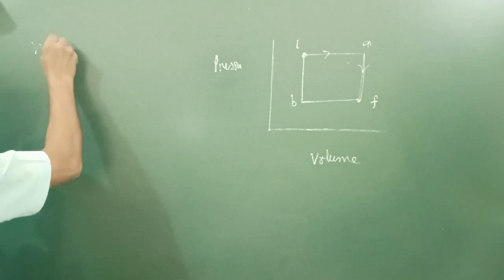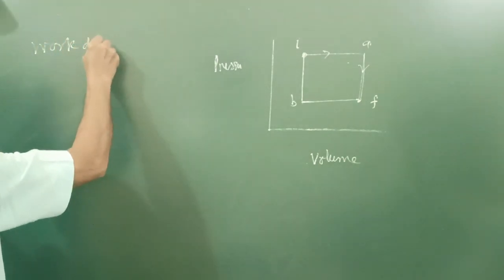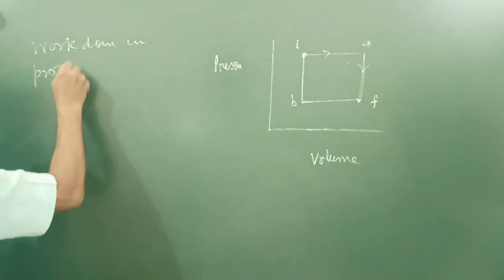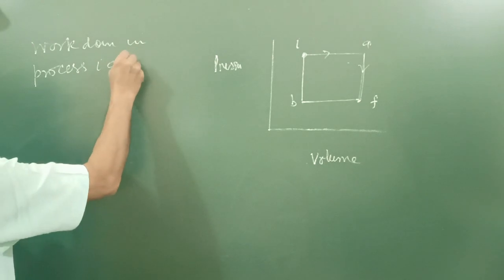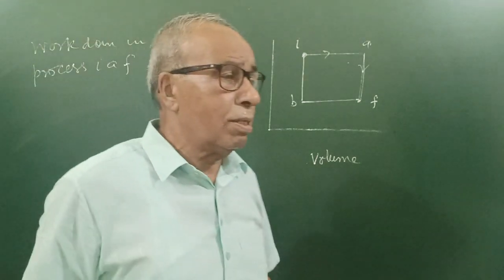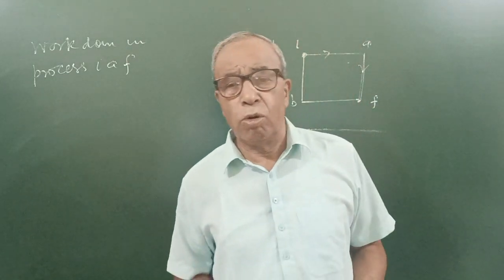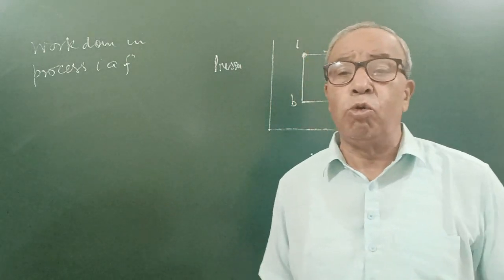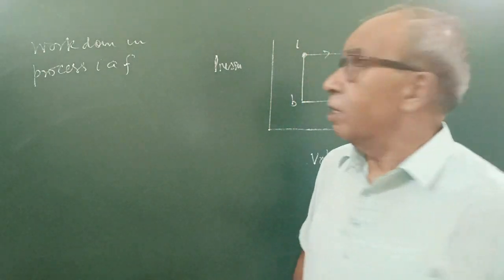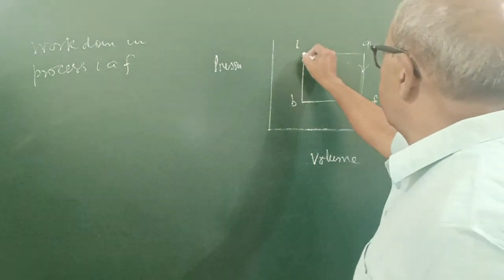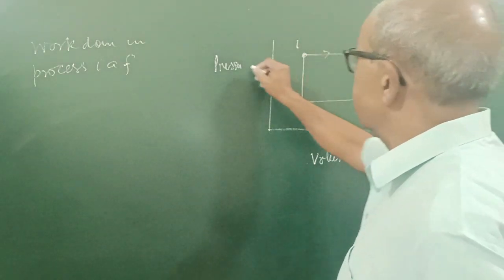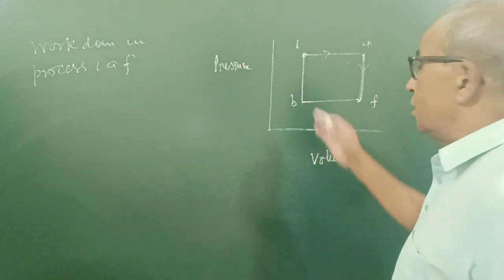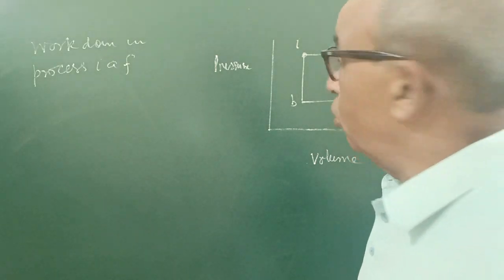So work done in process IAF. And the path followed, please, the term path followed is used here. Path followed is not moving the system, but how we change pressure and volume. That is the meaning of path followed here. So in process IAF, first we keep pressure constant, increase the volume, and then decrease the pressure, keeping volume constant. This is one path followed.